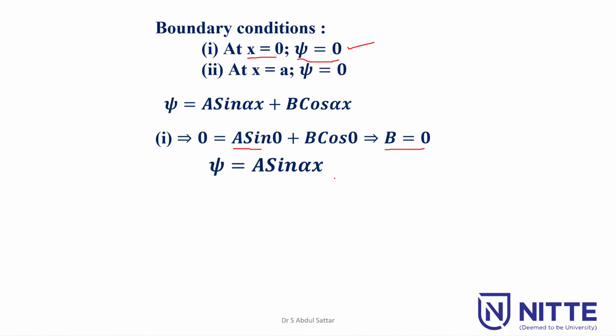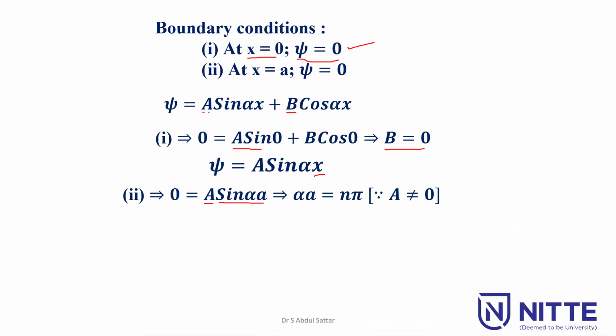Now we will apply the second boundary condition to this wave function. That is at x equal to a, psi equal to 0. So put x equal to a here and psi equal to 0. Then that equation becomes 0 equal to a sin alpha a. So this implies a sin alpha a equal to 0, meaning either a equal to 0 or sin alpha a equal to 0. If a equal to 0, already b equal to 0.